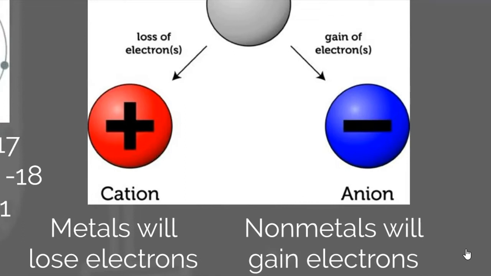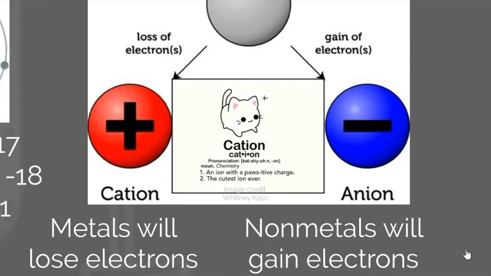And again, this is all because of the differences in electronegativity, but we're not going to go into more detail than that. And if you need a useful, simple way to remember which ones are positive and which ones are negative, remember that the cations have a positive charge.